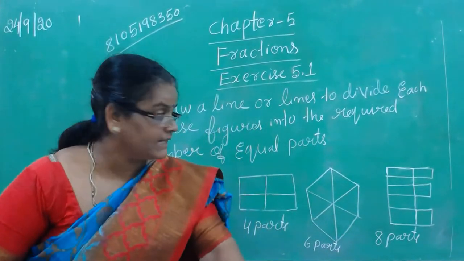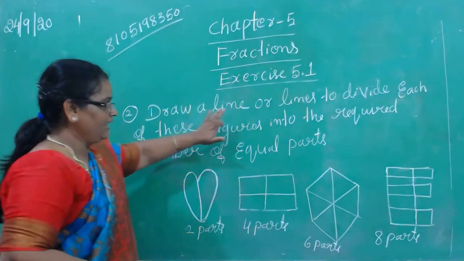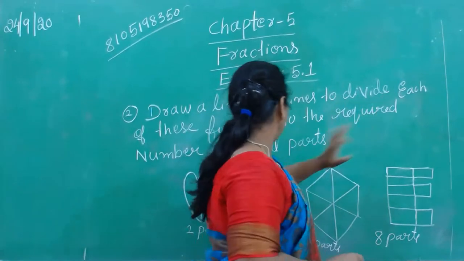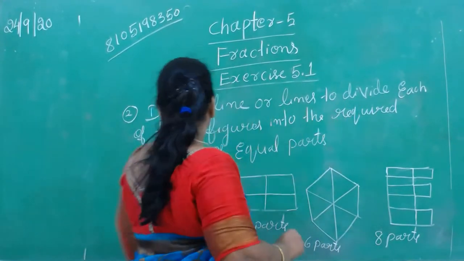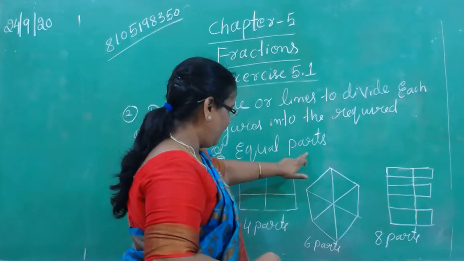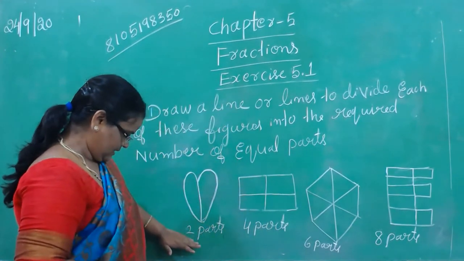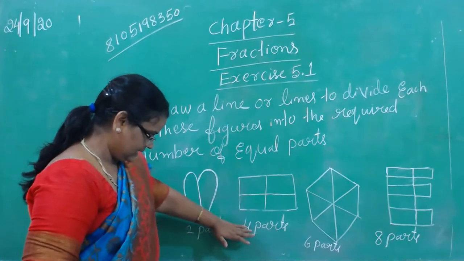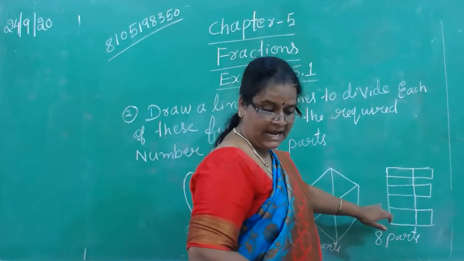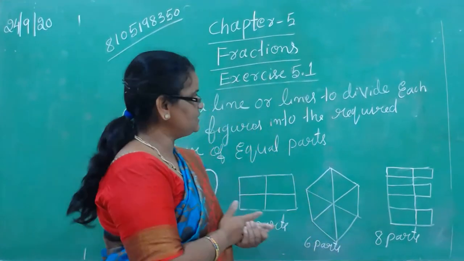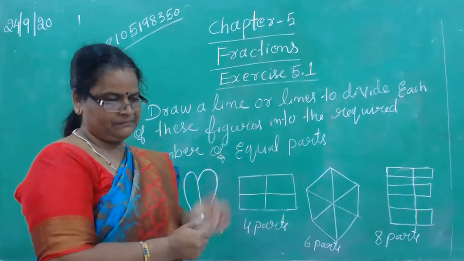So, once again, draw a line or lines to divide each of these figures into the required number of equal parts. This is two equal parts. This is four equal parts. This is six equal parts. This is eight equal parts. This is your second problem.